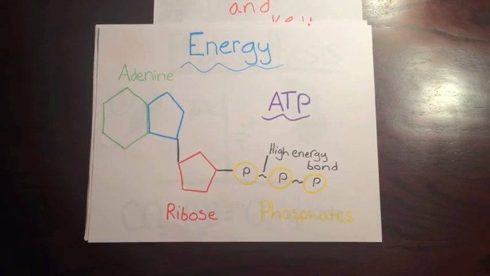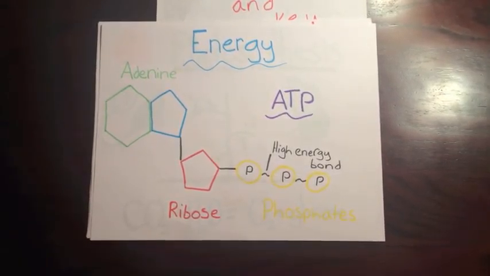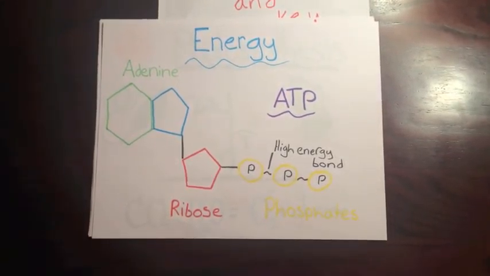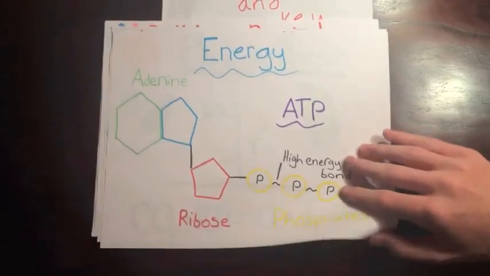Energy comes in the form of ATP. Phosphate molecules break off the ATP to be used as bursts of energy.